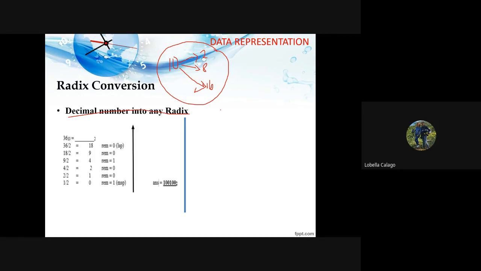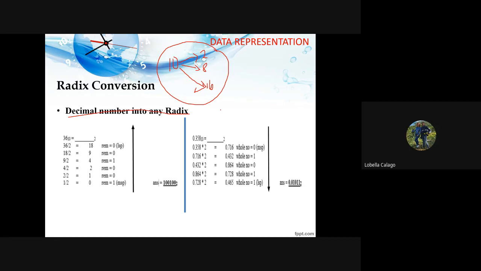Okay, so we have here an example. So, our given is base 10. We will convert it to base 2, or it can be converted to base 8 or base 16.